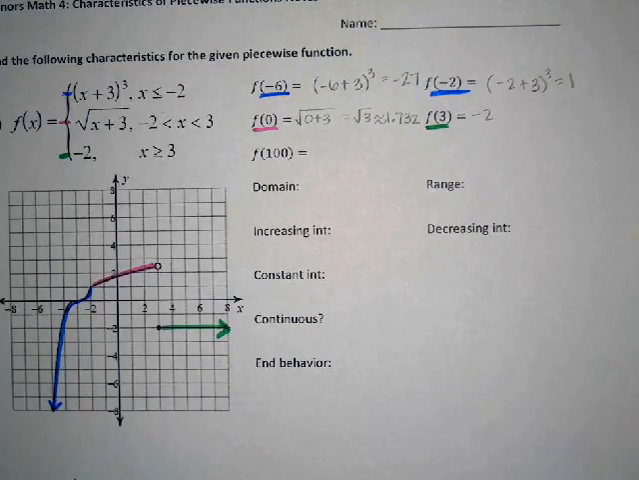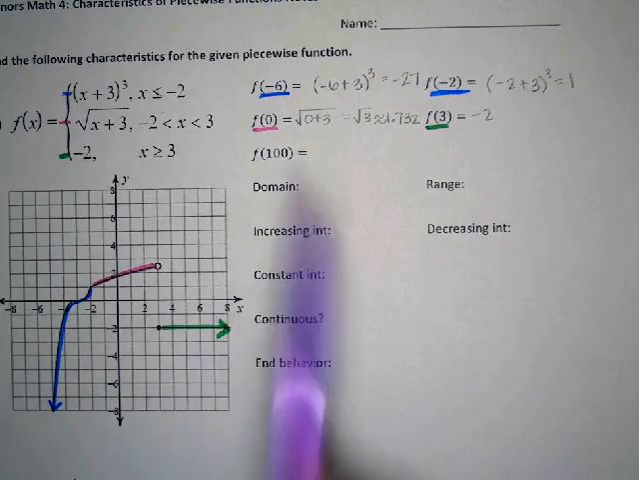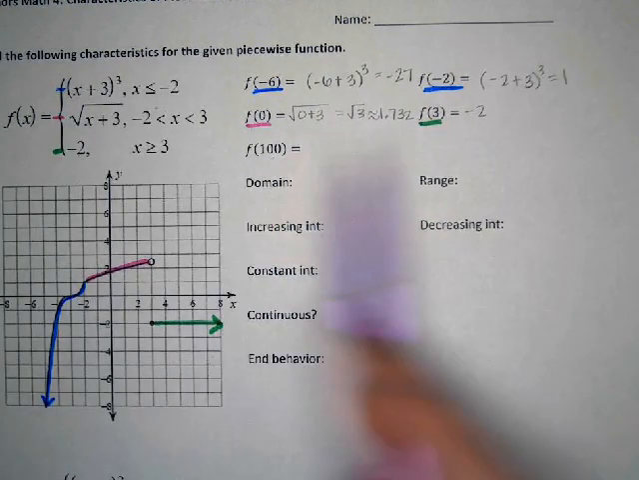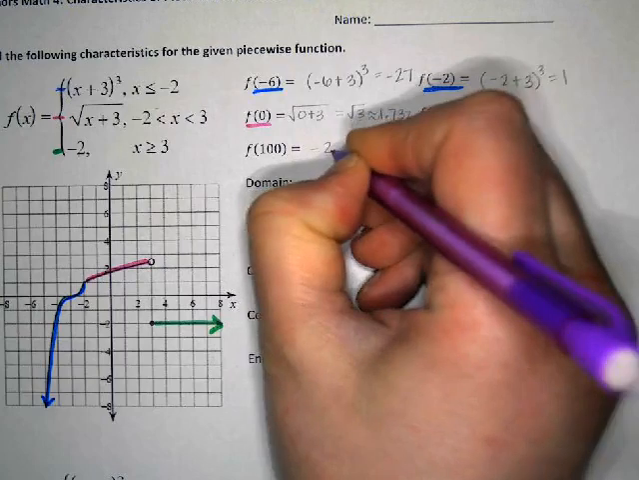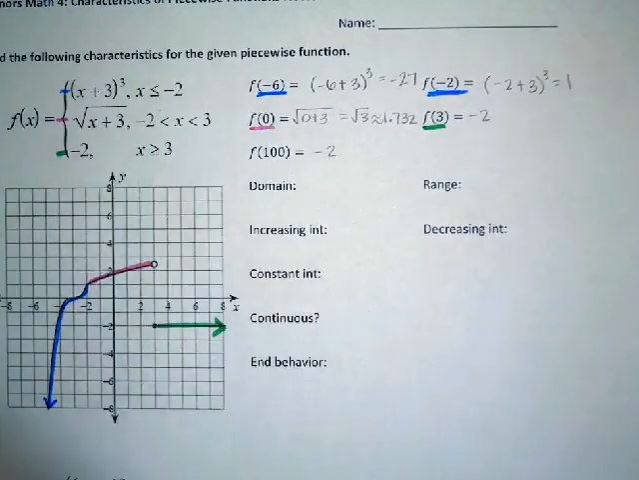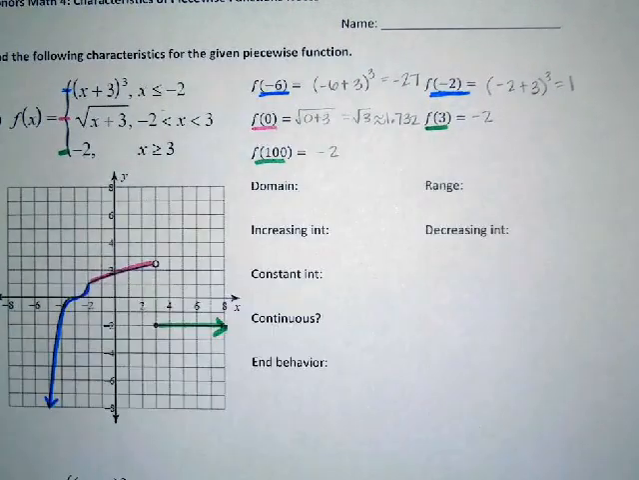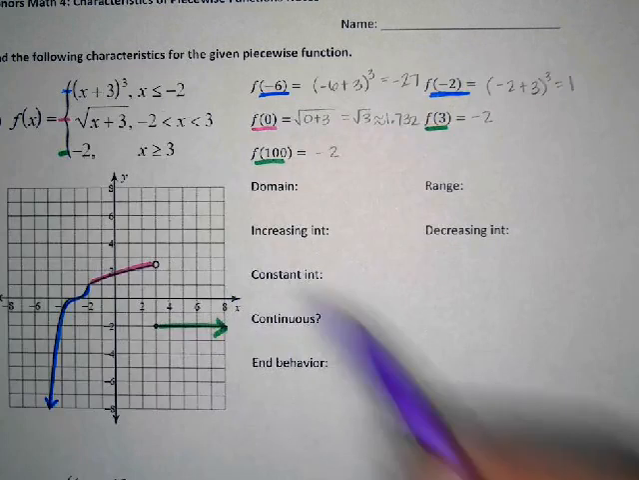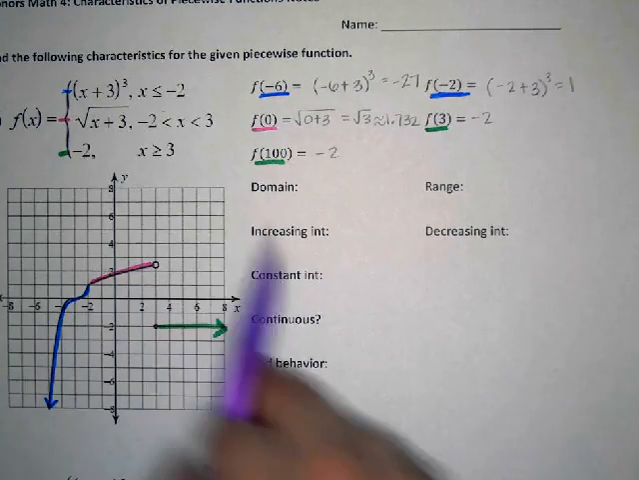What would happen if you plugged in 100? You would get -2. We're plugging that one into the last piece as well. Okay. It is not on the graph. It's too big to be on our coordinate axis, but it would be in the last piece because it's bigger than 3.